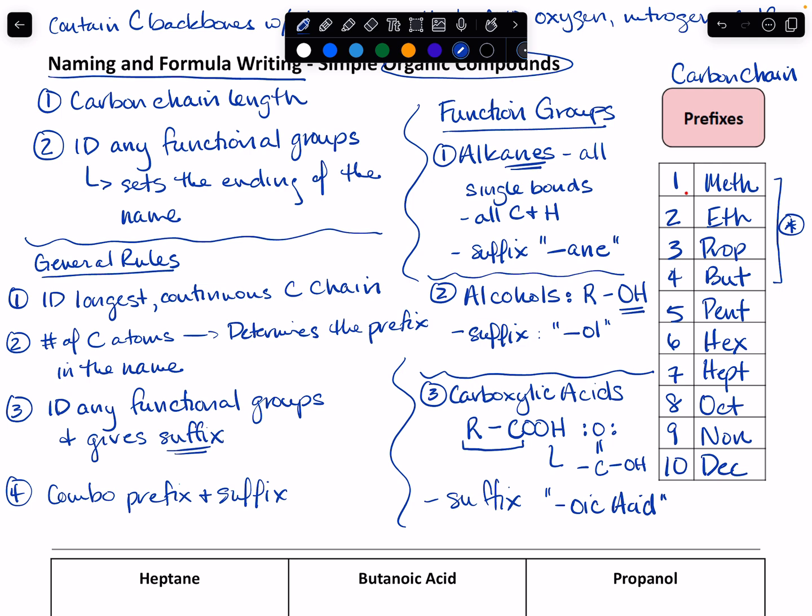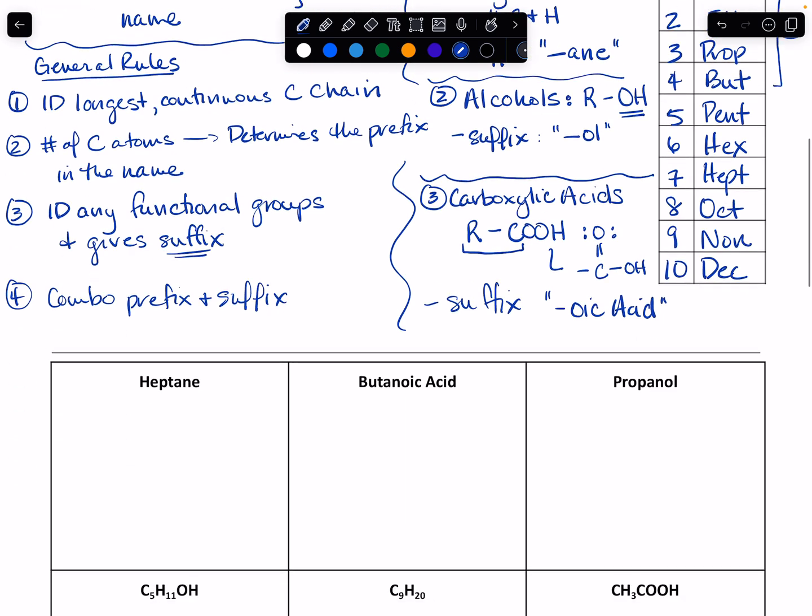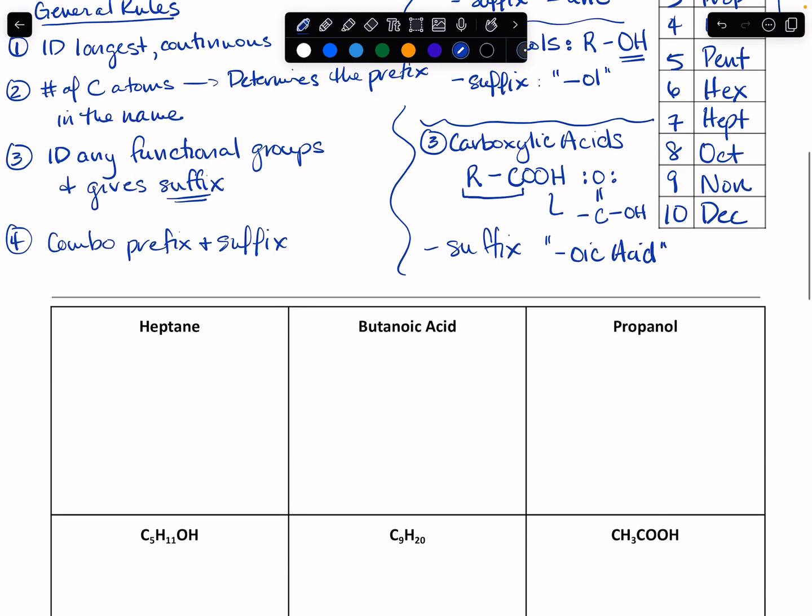The way it's going to work is you're going to treat that initial carbon chain as a prefix, add -ane, and then change that e at the end to -ol or -oic acid if you need it. So let's try a couple of these. We've been given heptane. That -ane ending tells me that this is an alkane, and that hept tells me I must have 7 carbons in it.